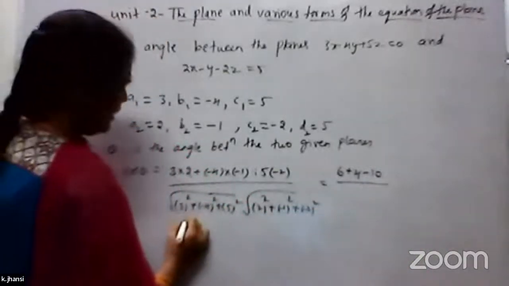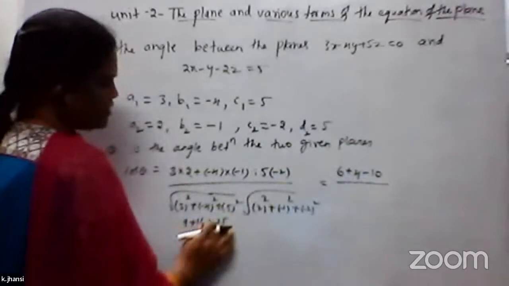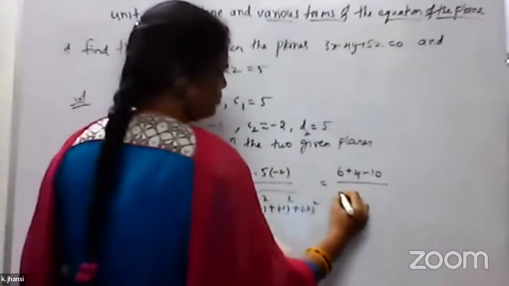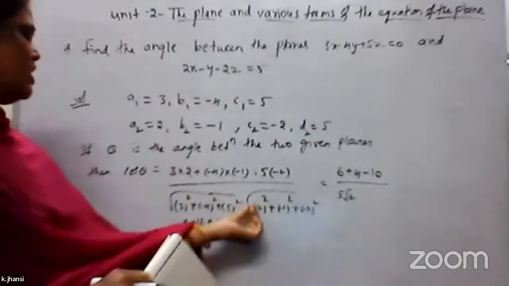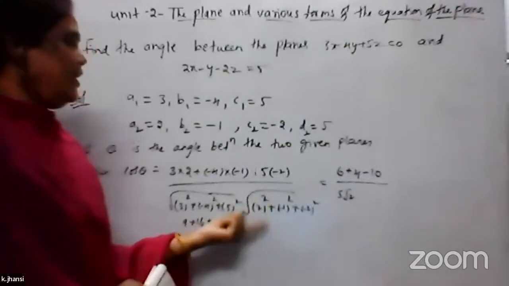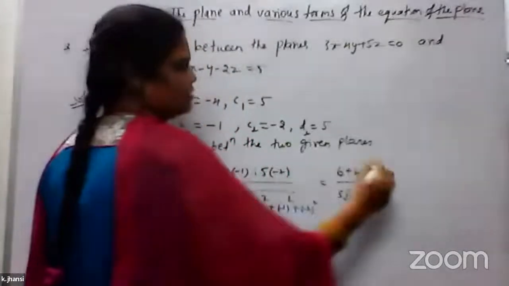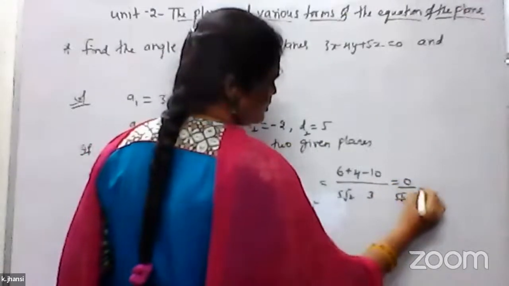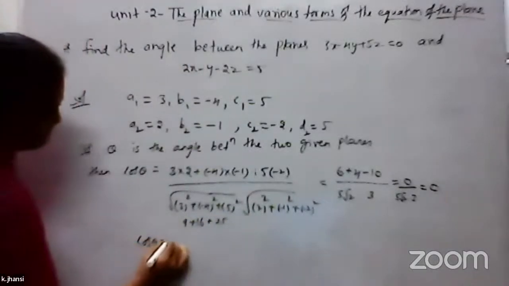In the denominator, 3 square is 9 plus 4 square is 16 plus 25. So 25 plus 25 means root 50. So you'll get 5 root 2. And next here 2 square is 4, 2 square is 4, 4 plus 4 is 8, 8 plus 1 is 9. So you'll get 3 here. So actually the numerator is 0, 0 divided by 5 root 2 into 3. So this is equal to 0. So cos theta is equal to 0.